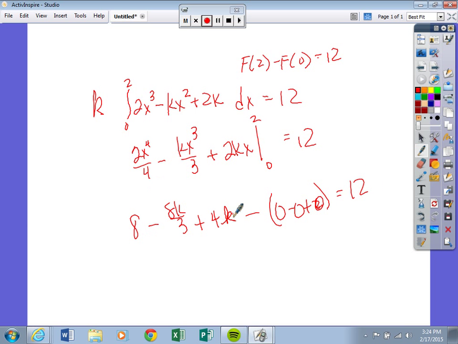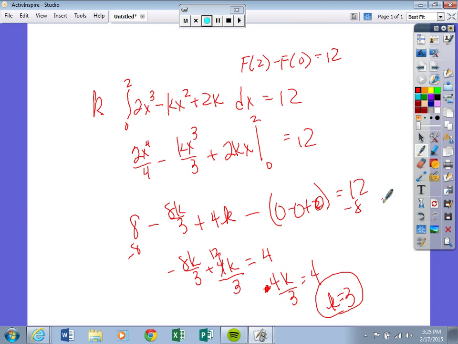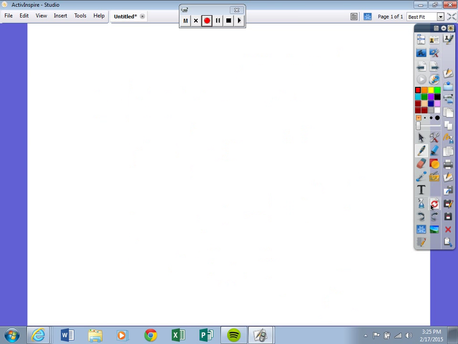Now, I'm going to start to combine like terms. So I've got a negative 8 over 3 plus 4k. I'm going to move this 8 to the other side. So that's a 4, and this is what I'm supposed to solve. So for me, I would get a common denominator. If I put this over 3, this becomes a 12. So a negative 8 plus a 12 is positive 4k over 3 equals 4. And then when I solve this, it looks like k is equal to 3. And that's it.